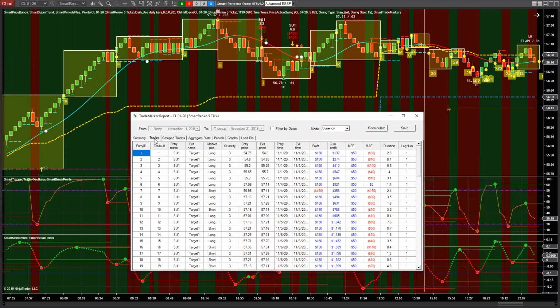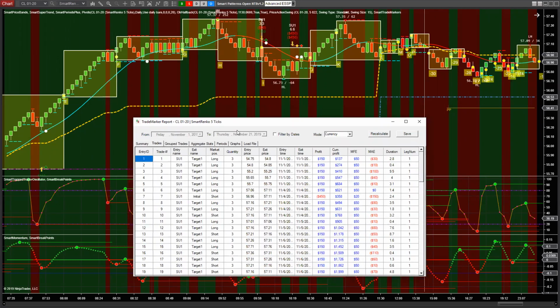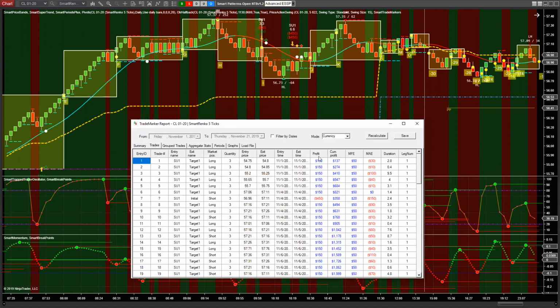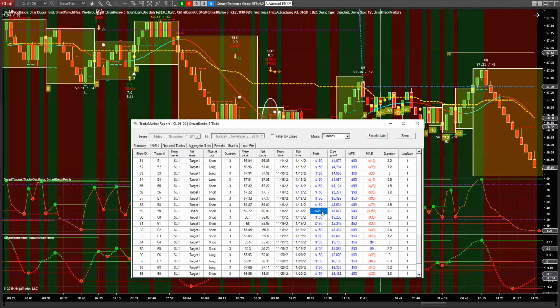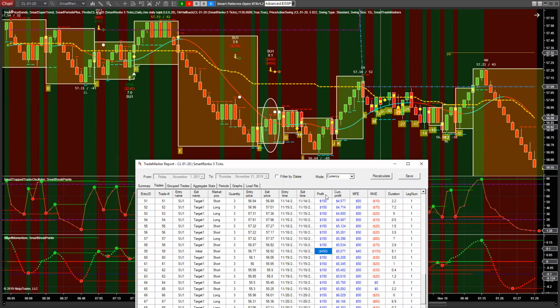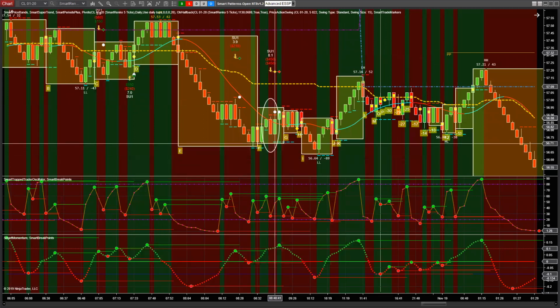Now this right here shows me all the different individual trades. This is where you can really get down into the nitty-gritty and start seeing what really happened. So let's say I want to see this trade right here. I'm like, well, why do I get a loser right there? I want to go look at all my losers. All I got to do is click that, and it'll take me right there and draw a circle around it. So I can study that.